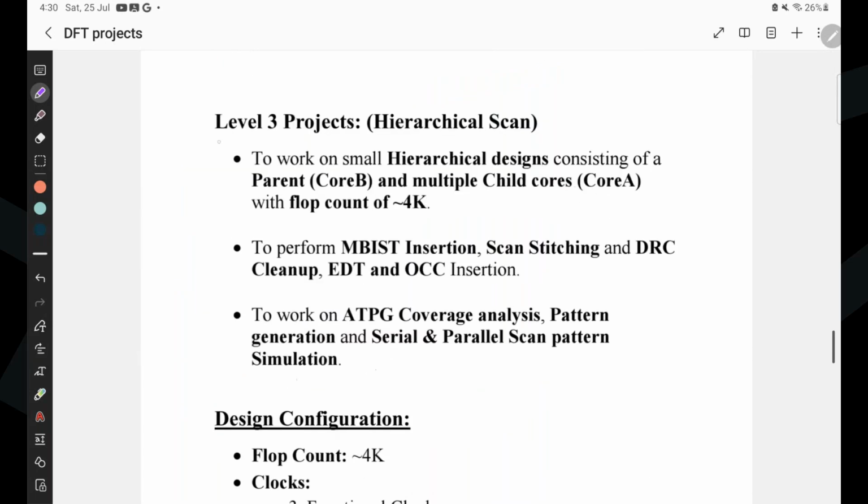And then next, coming to the level 3 projects. In level 3 projects, we are going to do hierarchical scan. We have a hierarchical scan design with a parent core, core B, and multiple child cores, core A's, and the flop count will be around 4K. Level 4 projects' flop count will be around 44K. That's why level 3 and level 4 projects are designs with higher complexity, which can be used as project work in your resume.